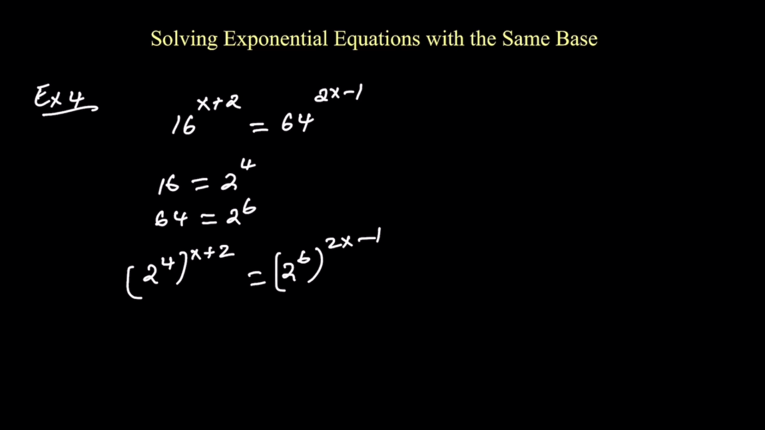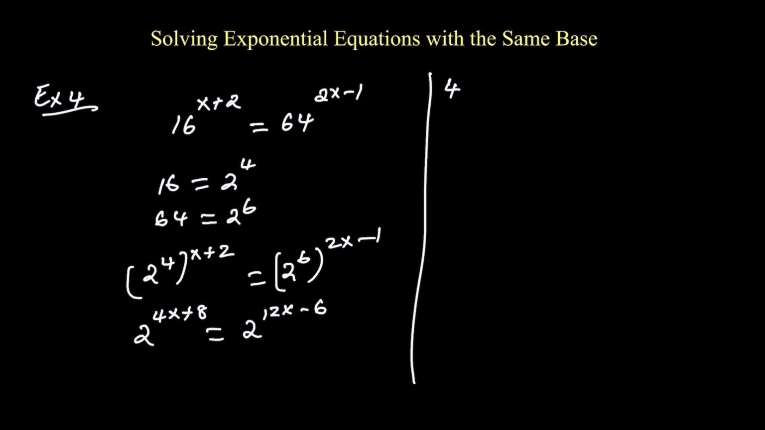Now multiply the exponents. Left side, 2 raised to the 4x plus 8. Right side, 2 raised to the 12x minus 6. Now the bases match, so we set the exponents equal. 4x plus 8 equals 12x minus 6.